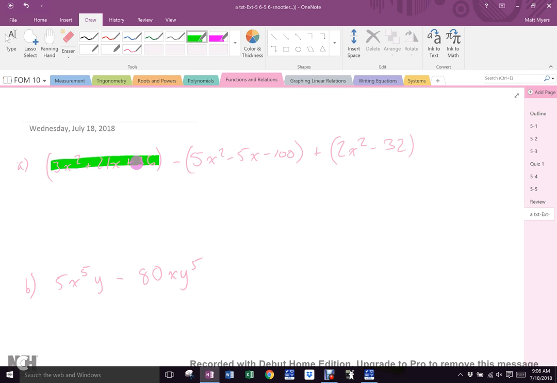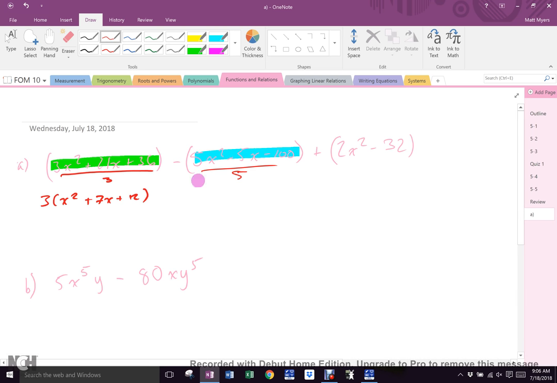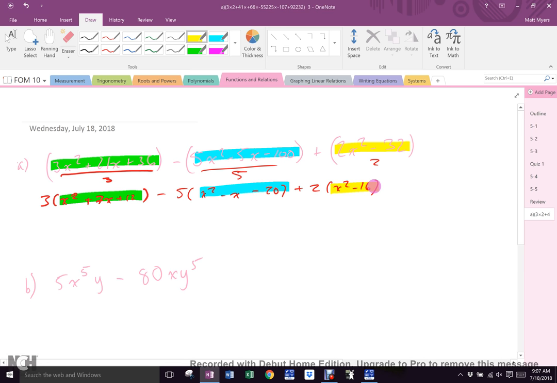And of course, there's more than one way to do this as well. So if you take a 3 out of there, what do you get? 3x squared plus 7x plus 12, right? What could you do there? You could take out a 5, which would get you 5x squared minus x minus 20. What could you do there? Take out a 2, which would get you 2x squared minus 16. Now, can you do something with that, that, and that? So, do it.